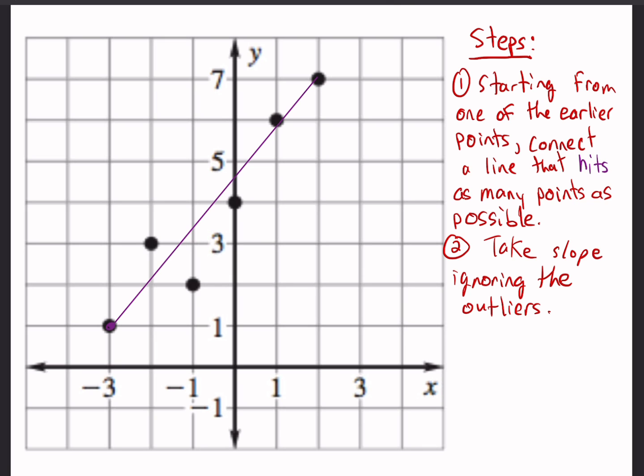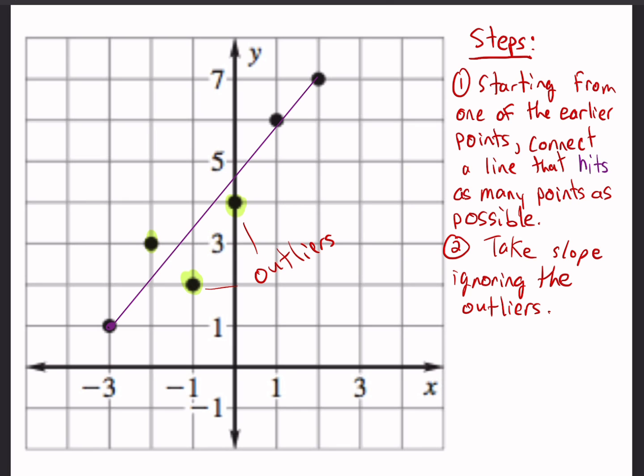Now, the second part says to take the slope ignoring all the outliers. So once I made a line from the first point that hits as many points as possible, then all these here, I'm going to highlight them here. These are the outliers, and they're not going to be included in our data set. An outlier is just an anomaly, meaning it's kind of like a mistake, or probably something happened in the experiment that caused this data to be miscalculated or misconstrued.